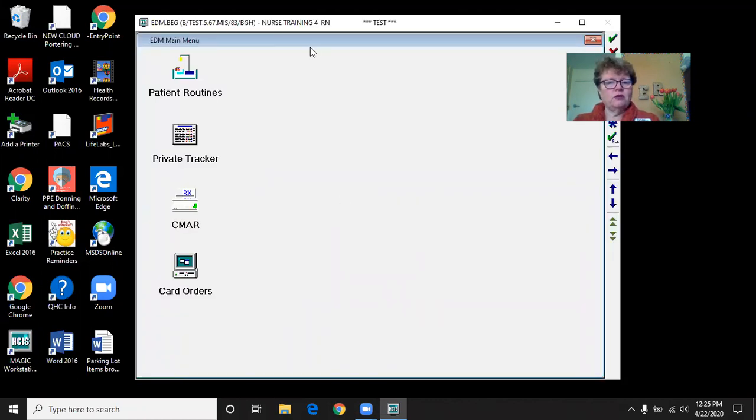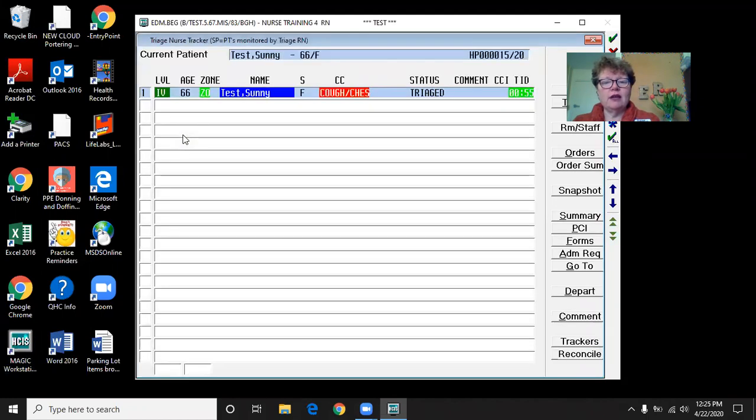Once you get to this page, we're going to choose tracker, private tracker. So I'll click on private tracker, and we have a patient there already. I will actually review going through making a new patient for you. A lot of the screens in the triage assessment are similar to what you'll be doing when you are assessing and reassessing your patient. So this, just an FYI, is what we call our triage nurse tracker.